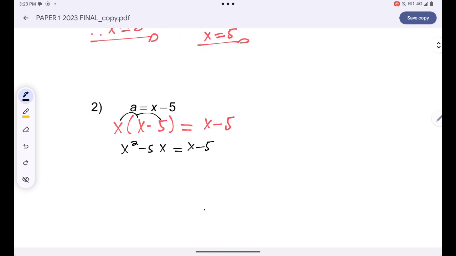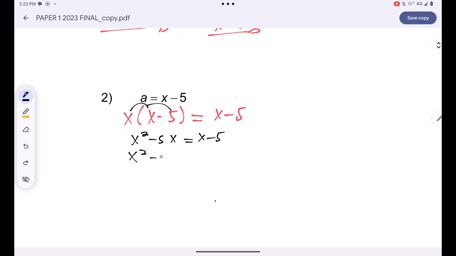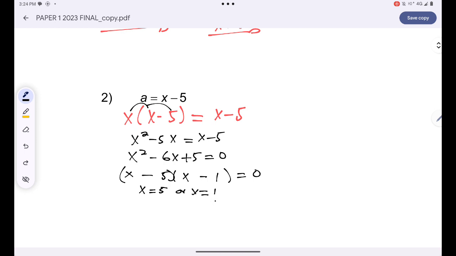Make sure your equation is in standard form. You'll end up having x squared minus 6x plus 5. And then I'm looking for the factors of 5 that when I add will give me 6. That's 5 and 1. And then the sign here is plus. That simply means the brackets will have the same sign, but not just any sign: the sign of the middle term. I'll simply have minus and minus over there. And then x is 5 or x is equal to 1.